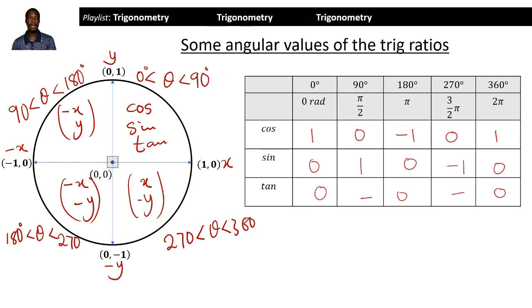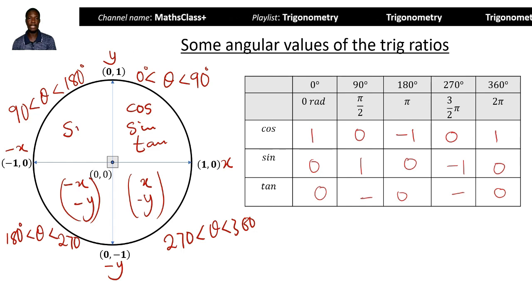Then when it comes to the second quadrant, we have negative x, which is cosine. So cosine is negative and sine is positive. So in the second quadrant, sine is positive. Now when you divide this positive sine by the negative cosine, the result will be negative. So tan is also negative.